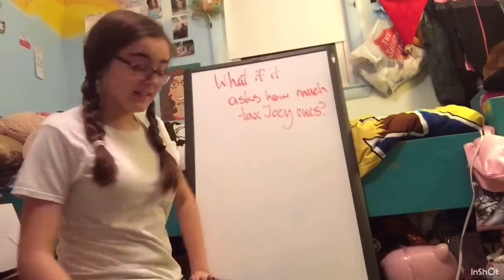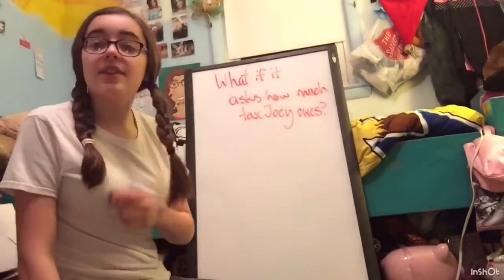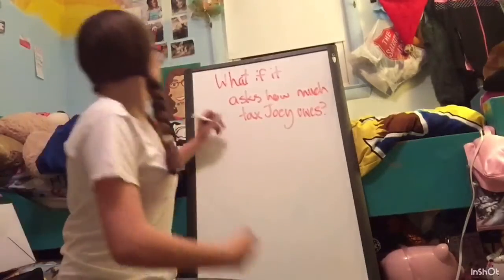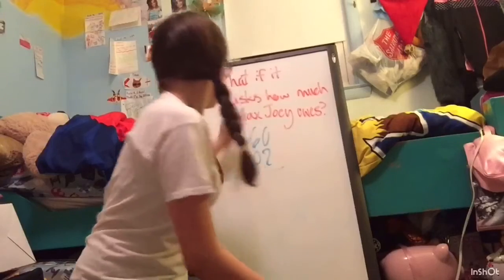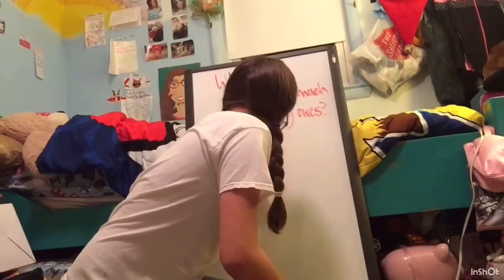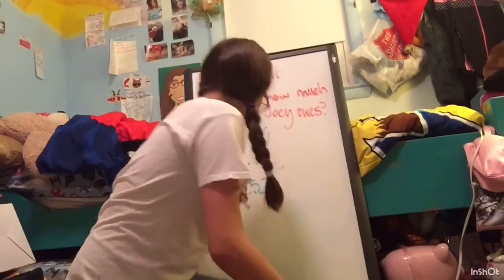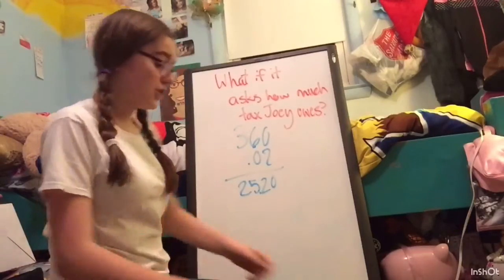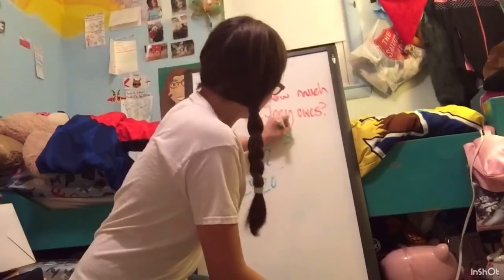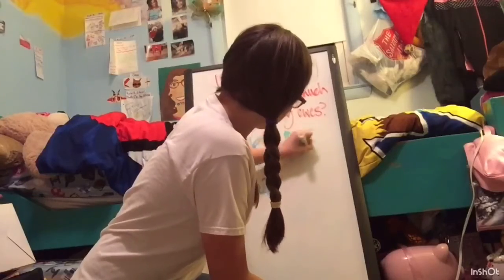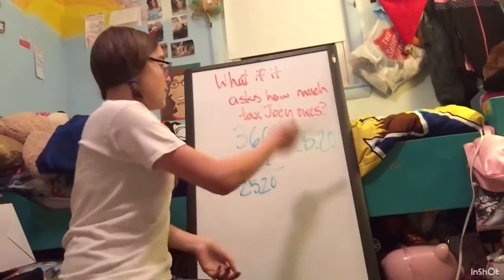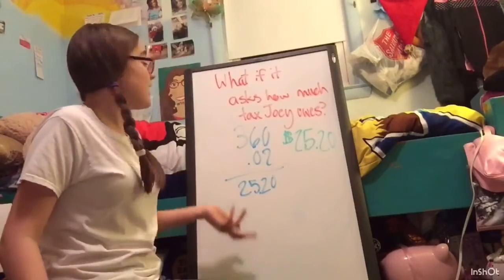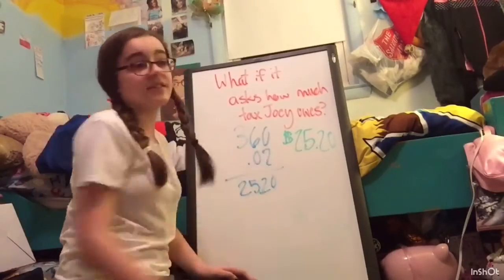Instead of how much he pays, what if it asks how much tax Joey owes? In this case, we would do what we did with June and her discount. Just do 360 times 0.07 and we'll get 25.20. Use the decimal, and we can just say that Joey owes $25.20 in tax. And boom, that's how we do it if it just asks how much tax.